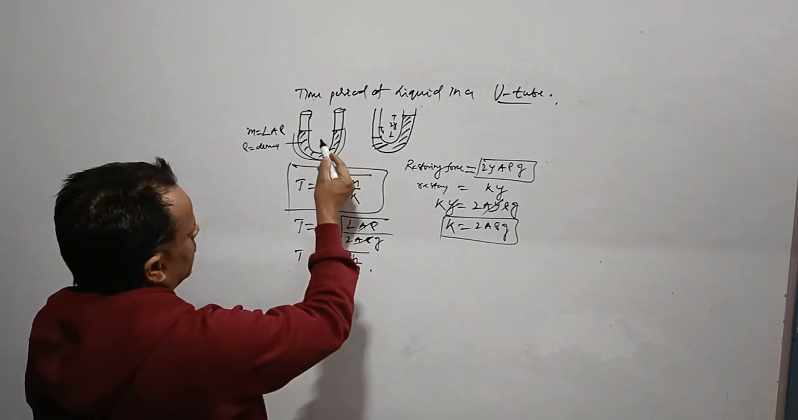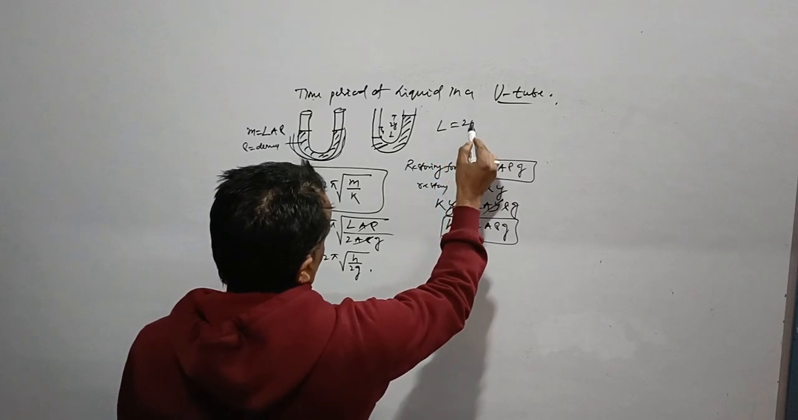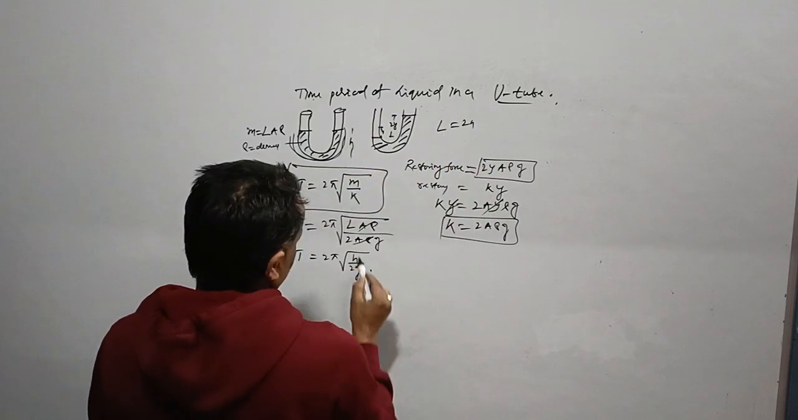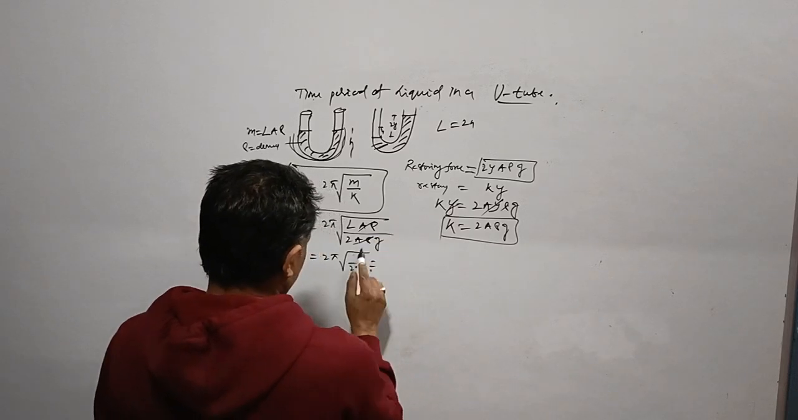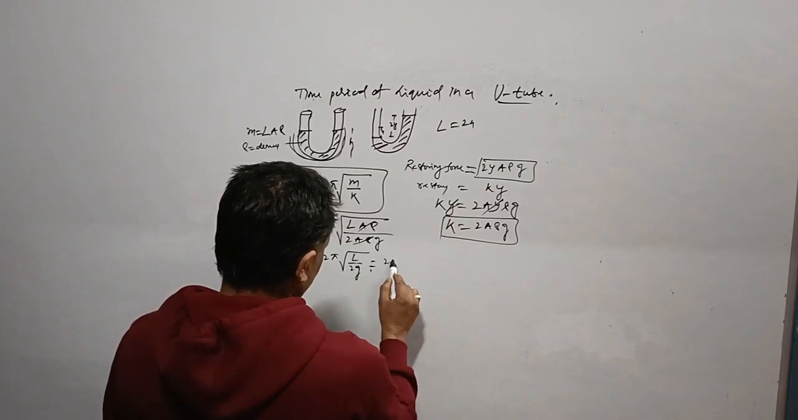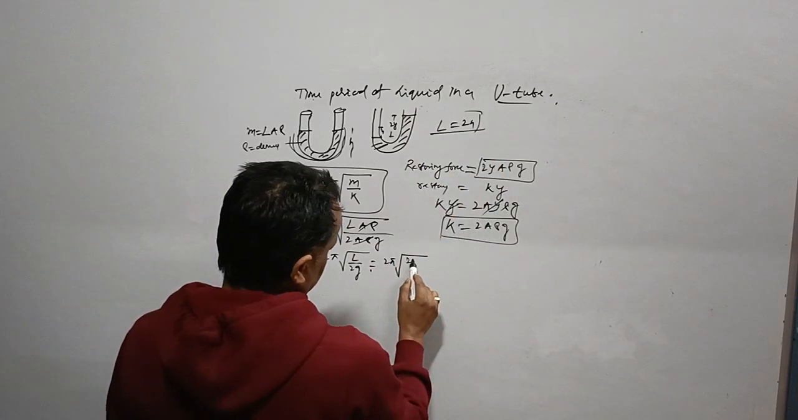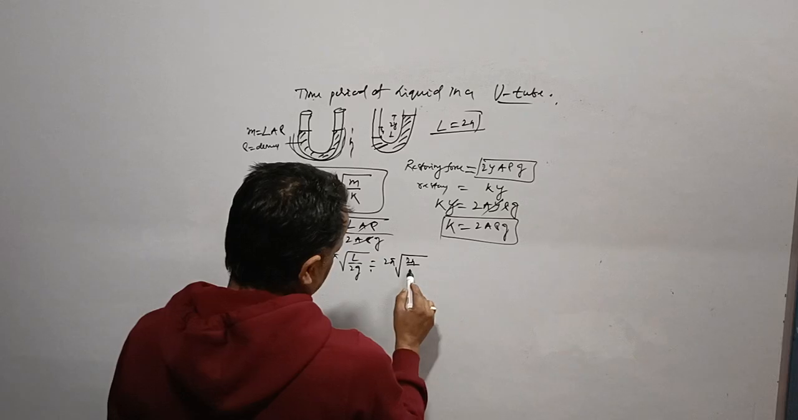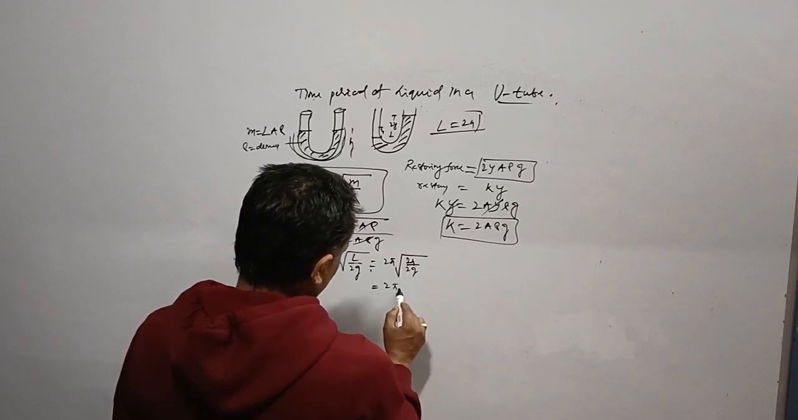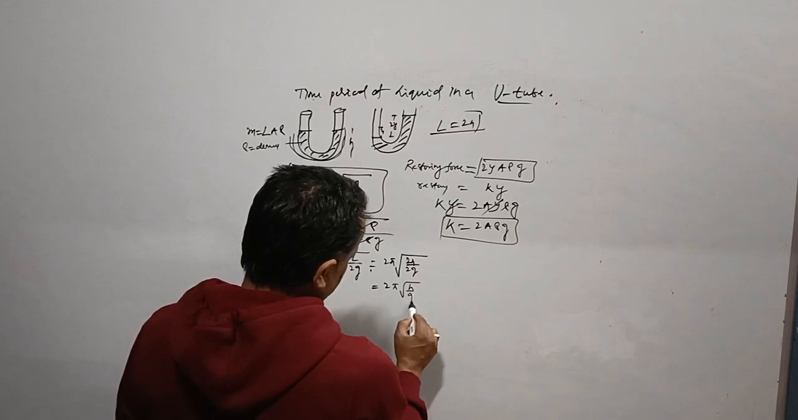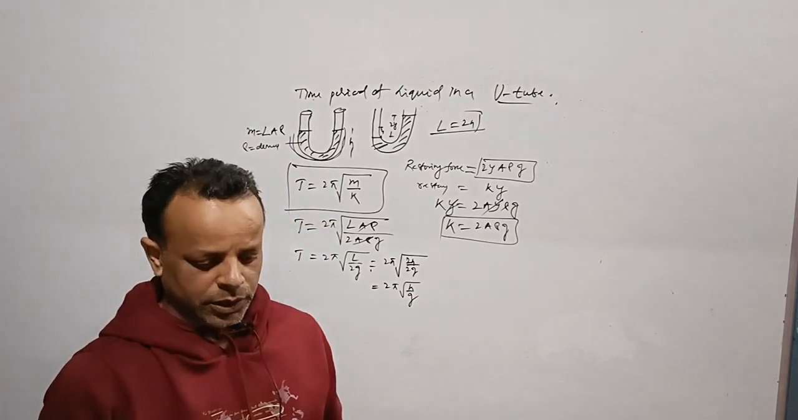And let us suppose the length from here to here is equal to 2h. This is L. Now we have 2 pi, and let us suppose that L is equivalent to 2h. In that case, this becomes 2h by 2g. We are left with 2 pi root over h by g. This is the time period of liquid in a U-tube.